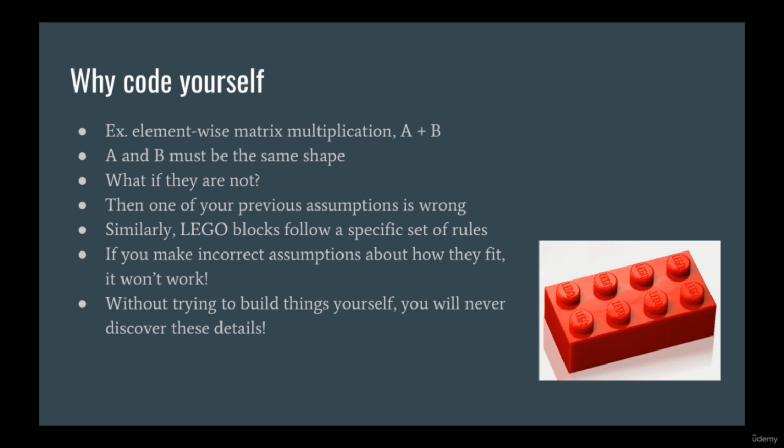As an example, you know that in order to do element-wise matrix addition, both matrices have to have the exact same shape. So if you find that they are not the same shape, then one of your previous assumptions was incorrect. So you should go back and correct it. Lego blocks have to follow a specific set of rules in order to fit together properly. If you make incorrect assumptions about how Lego blocks fit together and you try to join them, it's not going to work. Without trying to build things by yourself, you will never discover these details.